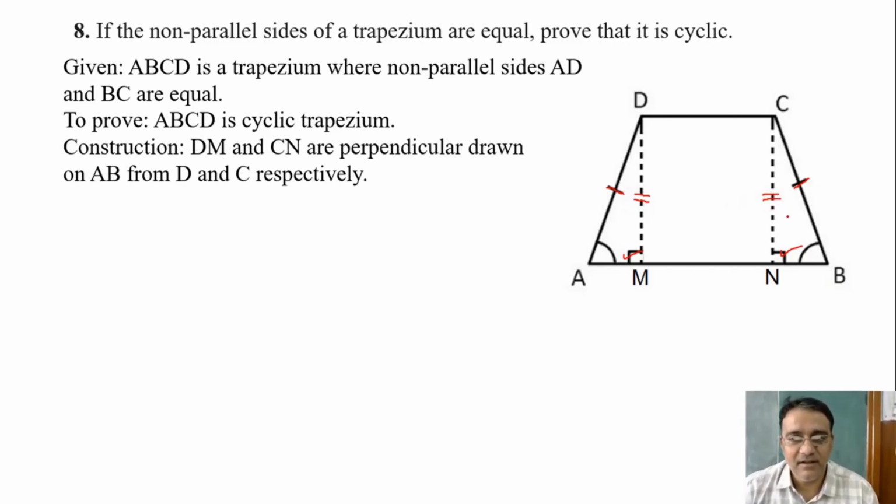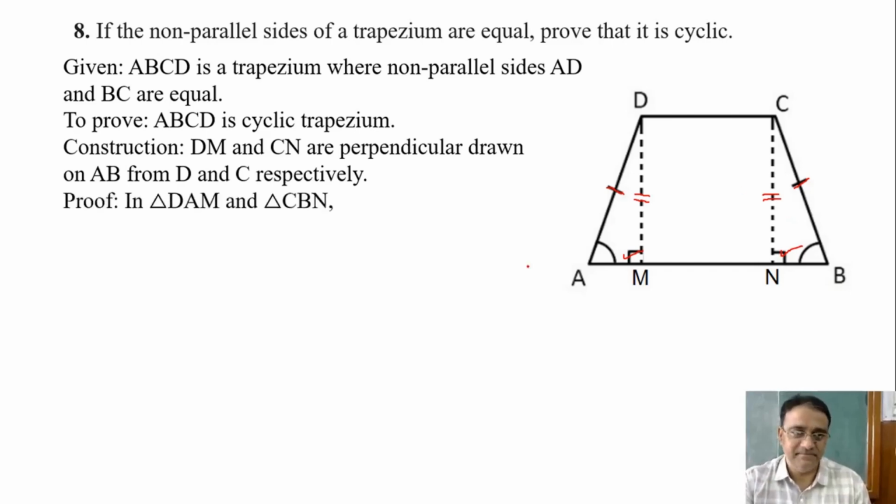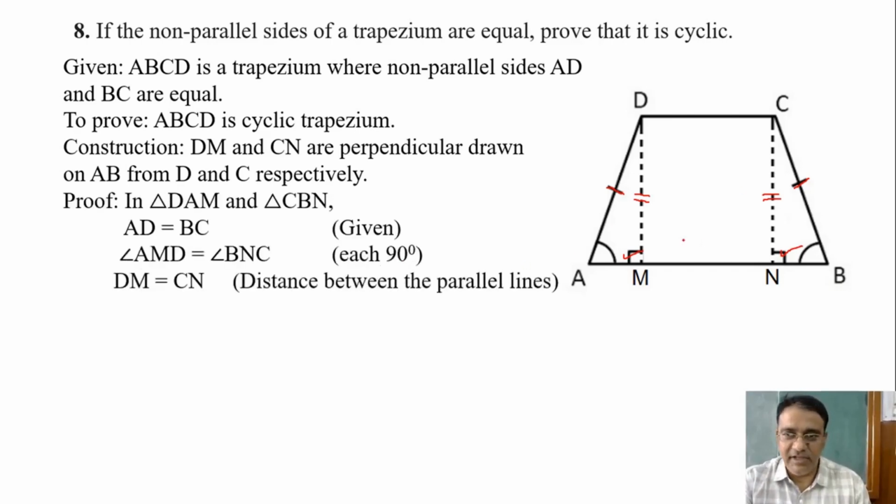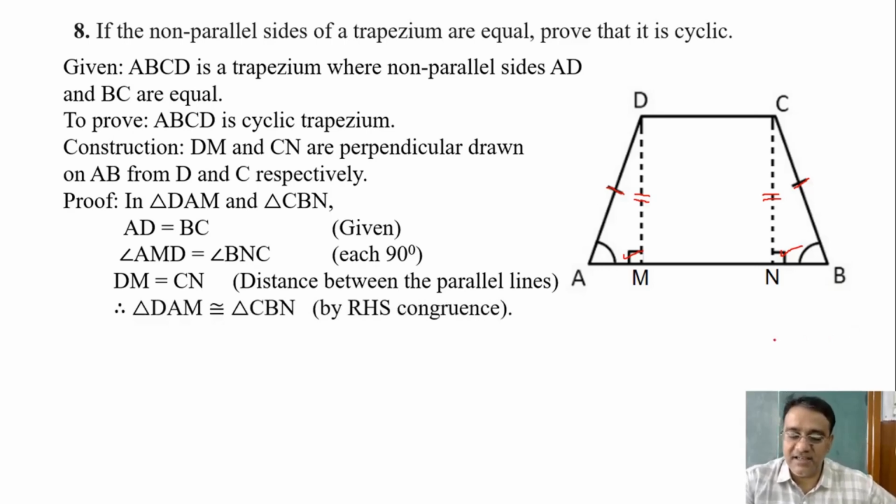What reason will you write? Altitudes of the trapezium. Distance between parallel lines. Very good. Perpendicular distance between two parallel lines is the same. So therefore these two triangles are congruent. By which rule? RHS congruence rule. Very good. Now these two triangles are congruent, we have proved. So angle A is equal to angle B. This is clear? Yes, sir.